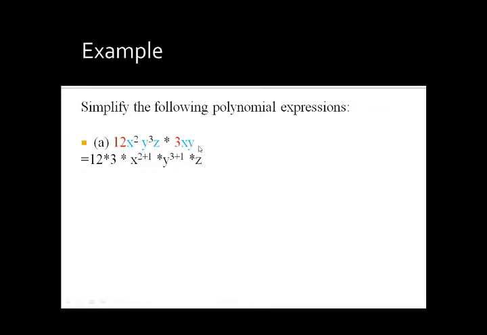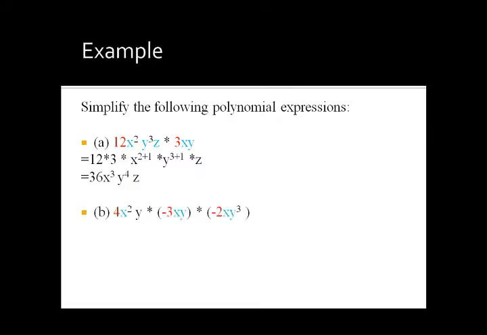And z has no common base, so it will be multiplied to the other terms. After simplifying, 12 times 3 will be 36. This would be x cubed, and this would be y to the 4 z. So this is the answer.